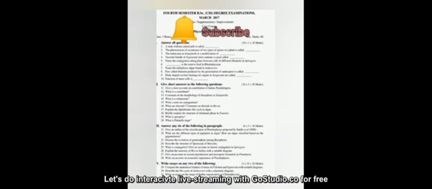25. What is conjugation? Give an account on lateral conjugation in Spirogyra. 26. Explain the anatomy of Riccia thallus with a suitable diagram. 27. Give an account on sexual reproduction and auxospore formation in Pinnularia. 28. Write an account on economic importance of pteridophytes. V. Write essays on any 2 of the following.